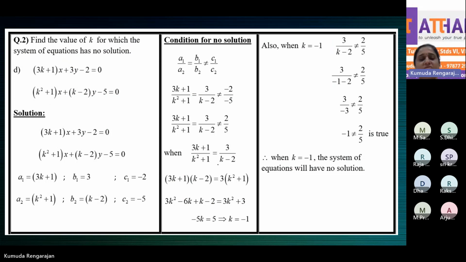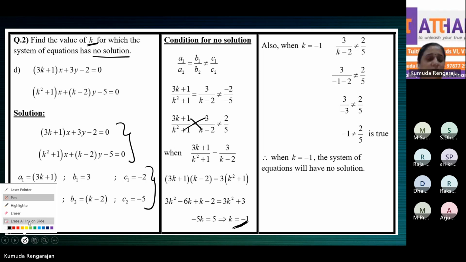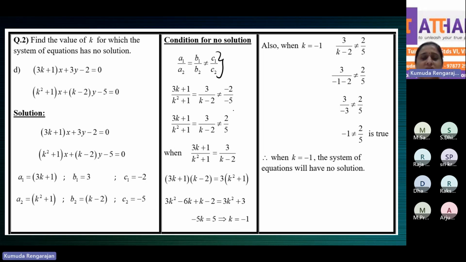So here also, when you substitute and cross multiply, you get k is equal to minus 1. Similar question, children. Find k for no solution. So write the equations in the standard form: A1, B1, C1, A2, B2, C2. Then the condition, substitute and cross multiply. You can cancel the minus sign and all that. Then cross multiply. On solving, you get k is equal to minus 1.